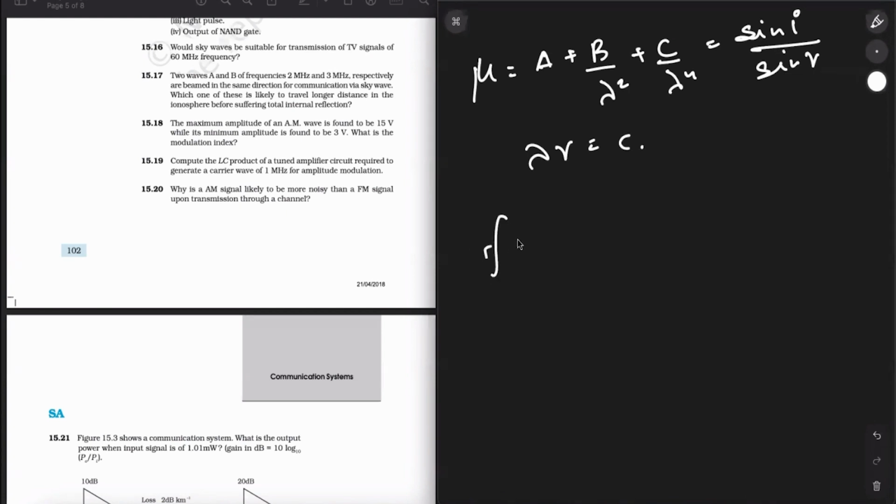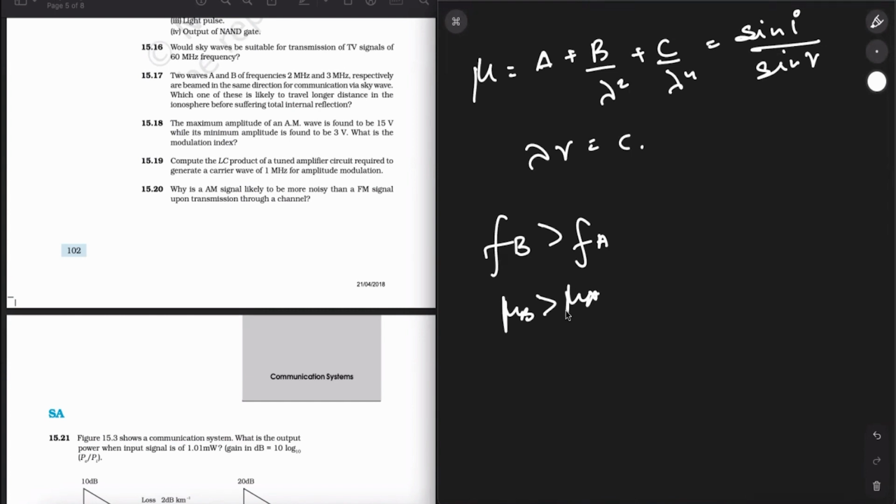See, the frequency of B is greater than the frequency of wave A. So the refractive index of B will be greater than the refractive index of A. Sine i divided by sine r is mu. The lesser the value of r, the larger the value of mu. For a higher frequency wave, the angle of refraction will be less, so the bending is less. So wave B travels a longer distance in the ionosphere before suffering total internal reflection.